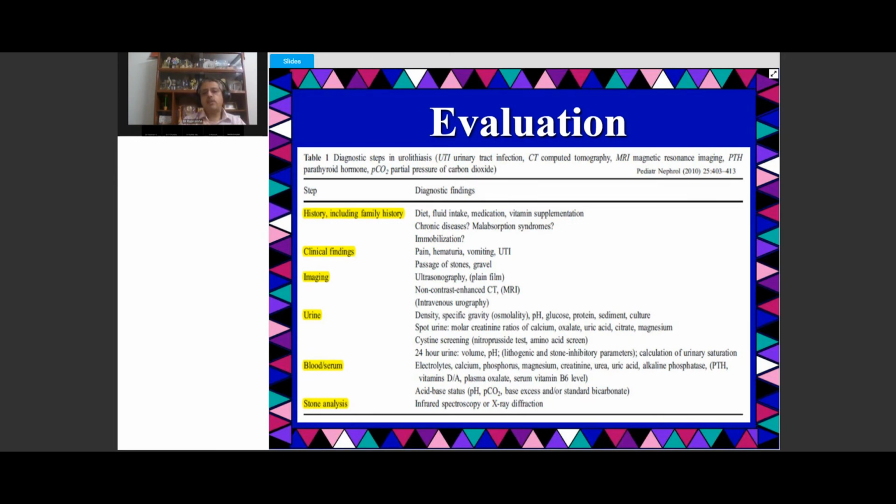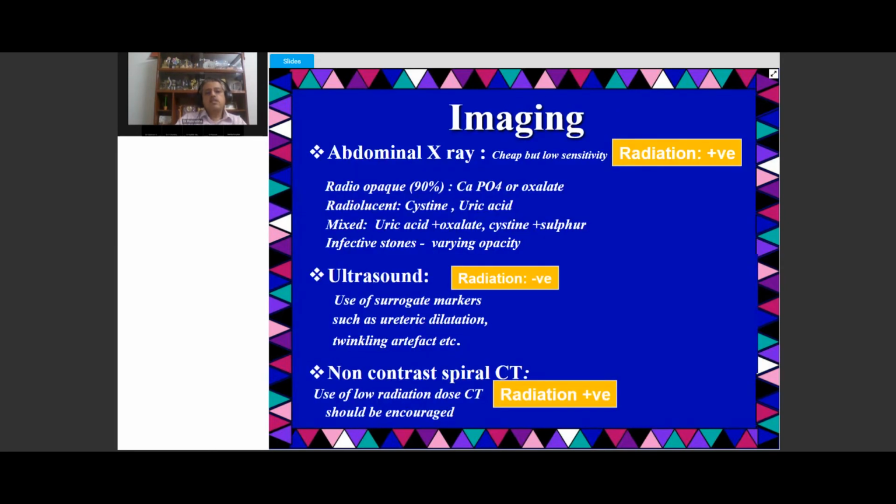The last point is important: if you get the stone, you should always try to get the stone. Often it is not possible, but if you get the stone, you should subject it to infrared spectroscopy or X-ray diffraction.